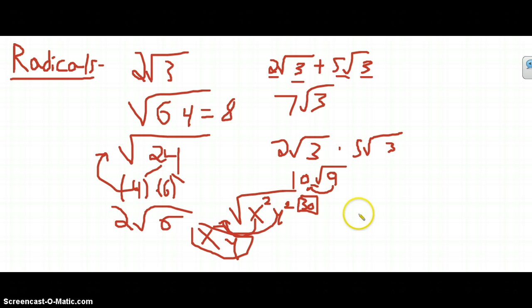Like if I had x to the 9, well, I know this cannot divide by 2. There's an odd power up here, so I'm going to do x to the 8 times x. And I'm going to put this over here. It's going to be x to the 4 square root x. Now that would be the answer to that. And that's about all we have to know about radicals. So if you have any questions, just ask. This is very straightforward.